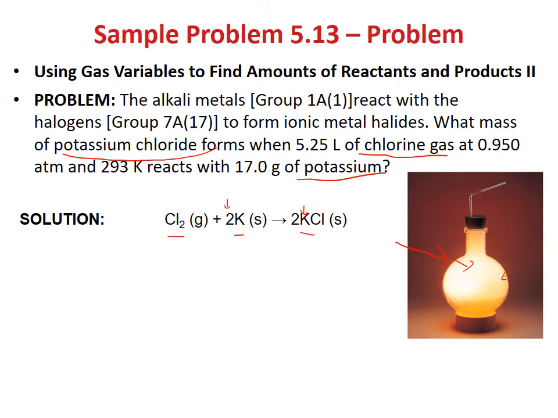So what are the given conditions? We have volume, pressure, and temperature of the chlorine gas. We also have 17 grams of potassium, so the mass of potassium is also given. And the question is, what mass of potassium chloride will be formed?